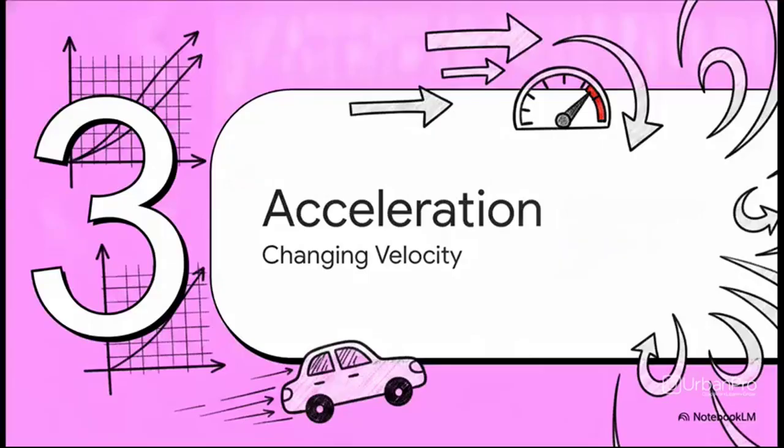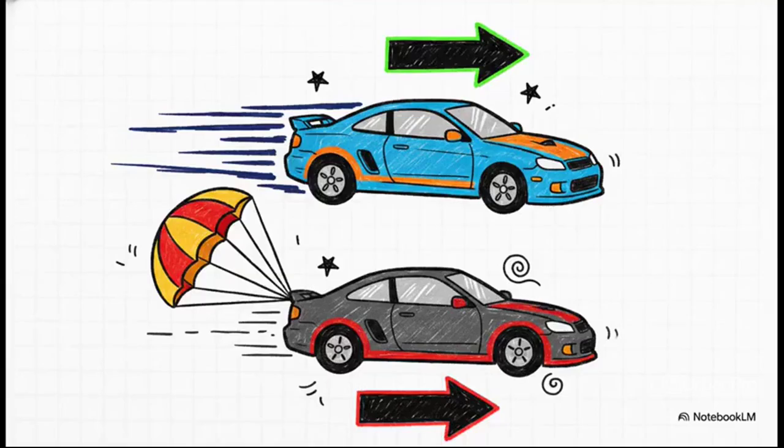That brings us to section 3, understanding acceleration. If velocity is the rate of change of position, acceleration is the rate of change of velocity. It's what makes motion truly dynamic. First off, acceleration only happens when velocity actually changes over time.